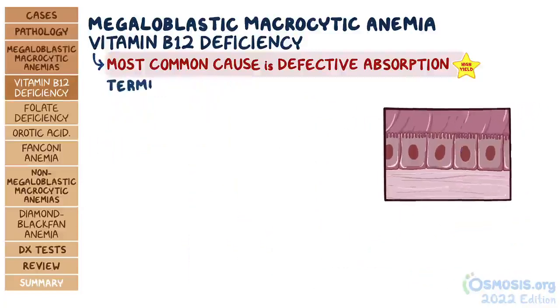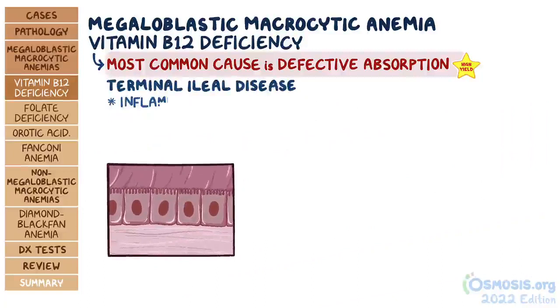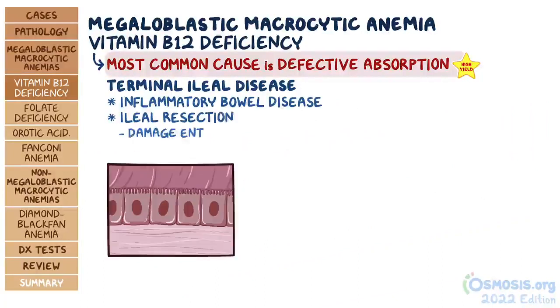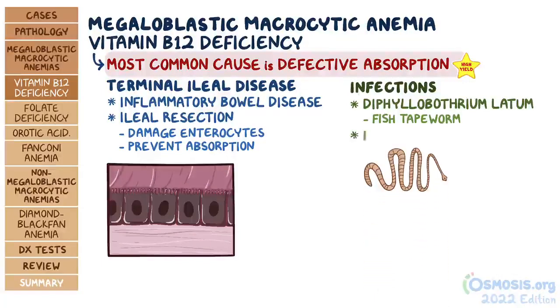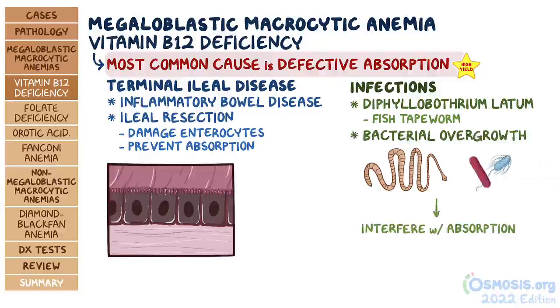Also, any terminal ileal diseases, like inflammatory bowel disease or ileal resection, can damage the enterocytes and prevent absorption. Finally, infections like Diphyllobothrium latum, or fish tapeworm, and bacterial overgrowth in the ileum also interfere with absorption, leading to vitamin B12 deficiency.